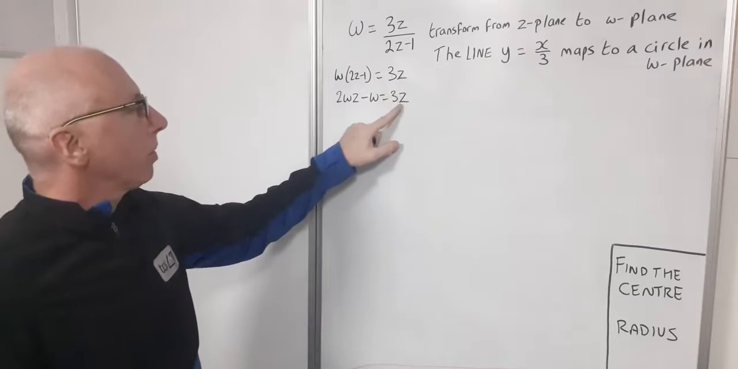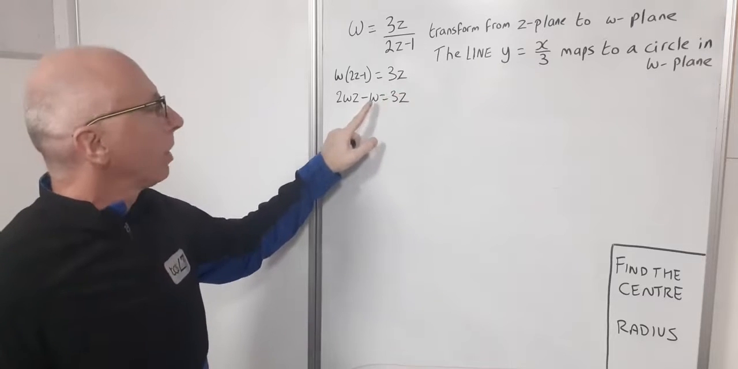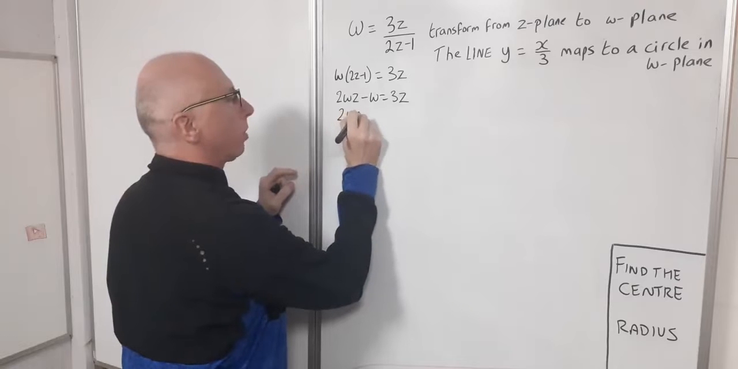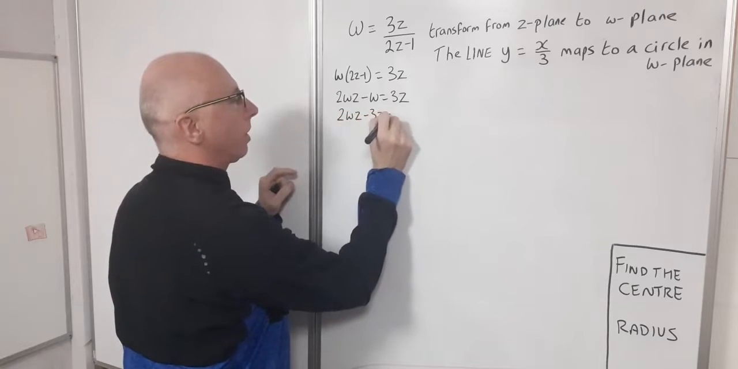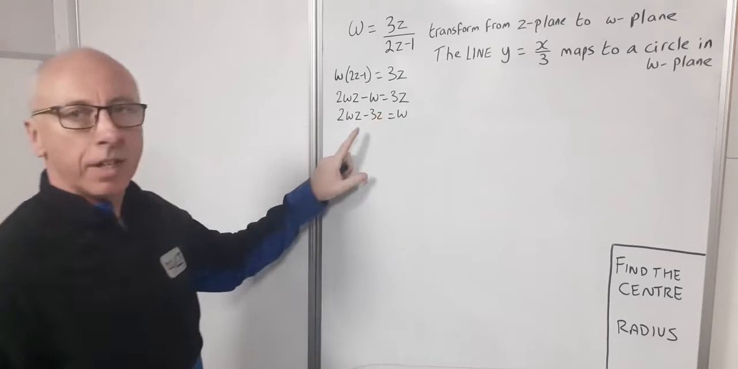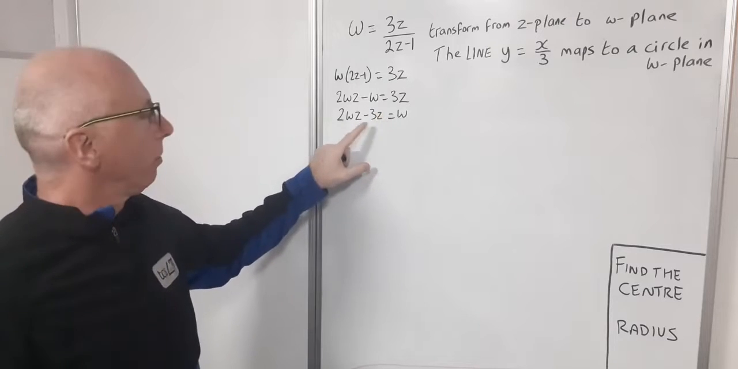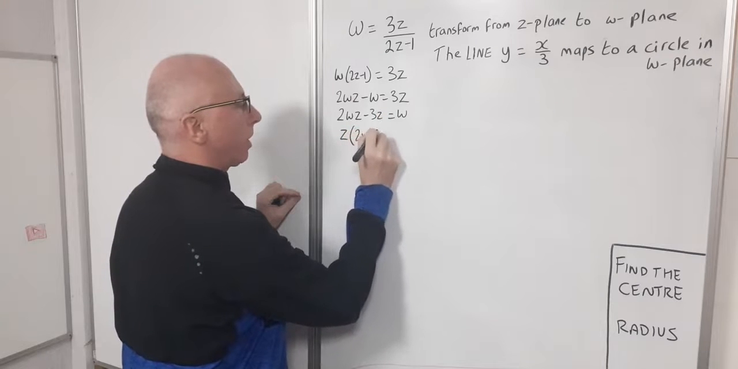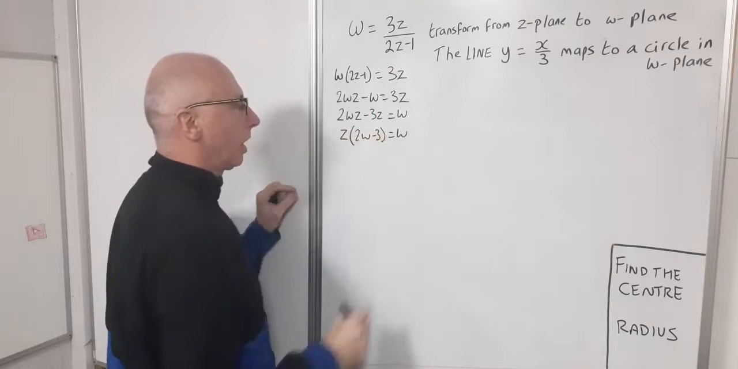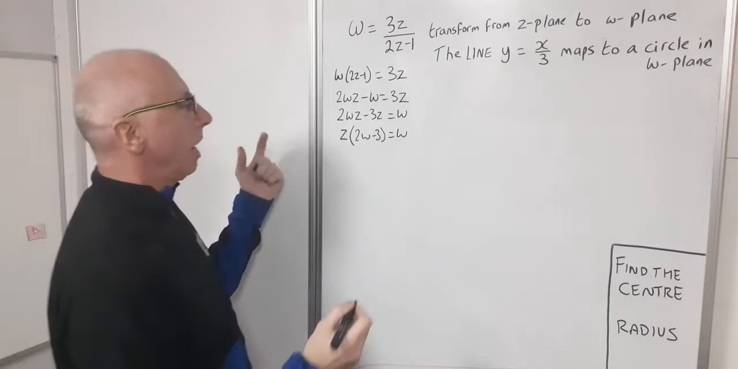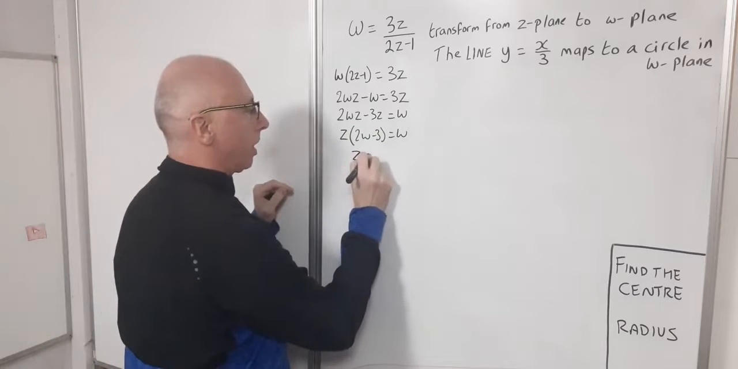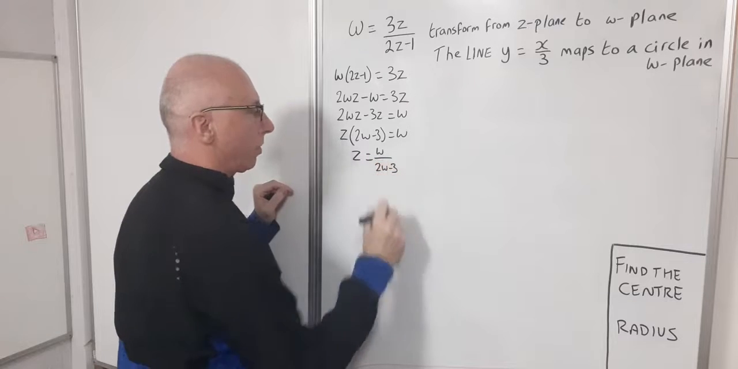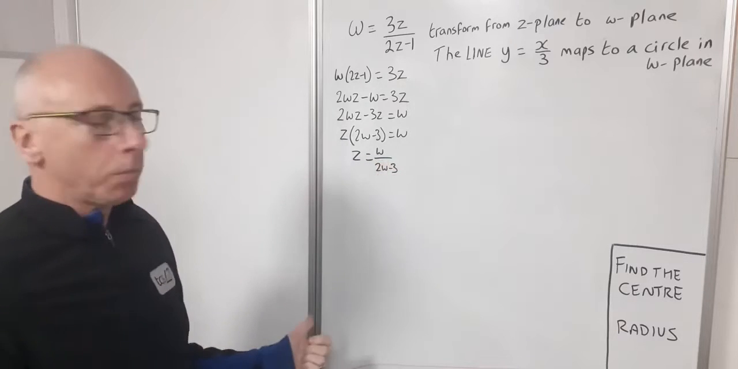And now let's bring this 3z over here and bring this w over to this side. So now we've got 2wz minus 3z equals w. And now we can factor out the z from that. So now we've got z(2w minus 3) equals w. And now simply divide and we get what z is. So z equals w over 2w minus 3. So that's what we've got so far.